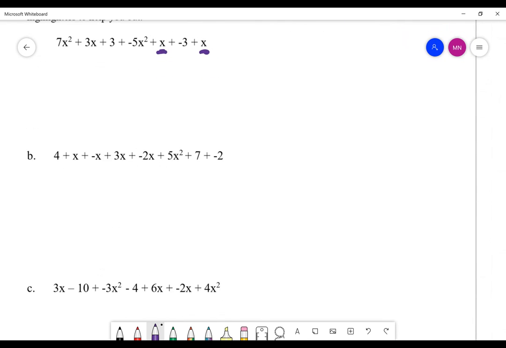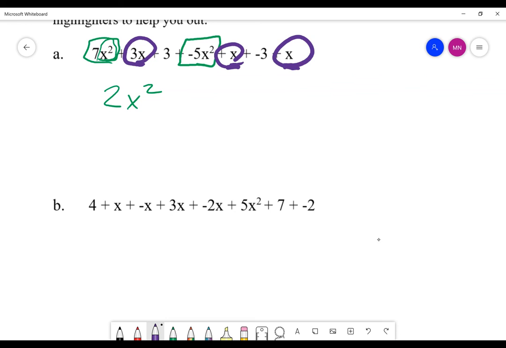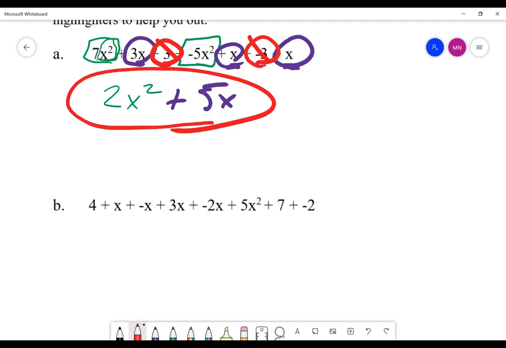Now we're going to simplify these like terms. Okay, so what I'm going to do is circle the terms that have the same variable raised to the same power here. So 7x squared, then there's negative 5x squared. That would give me 2x squared when I combine them. And then I have 3x, plus x plus x. So here I have a total of 5 x's. And then over here we have 3 plus negative 3. Well, they would cancel out, and so we wouldn't have anything extra. This would be my final answer.